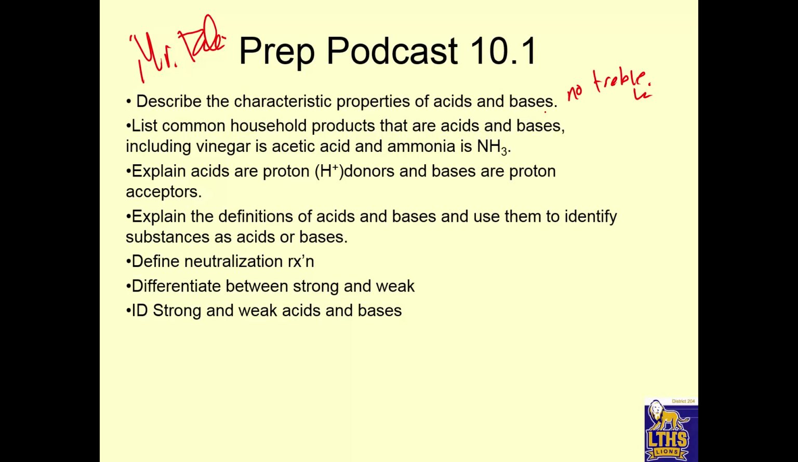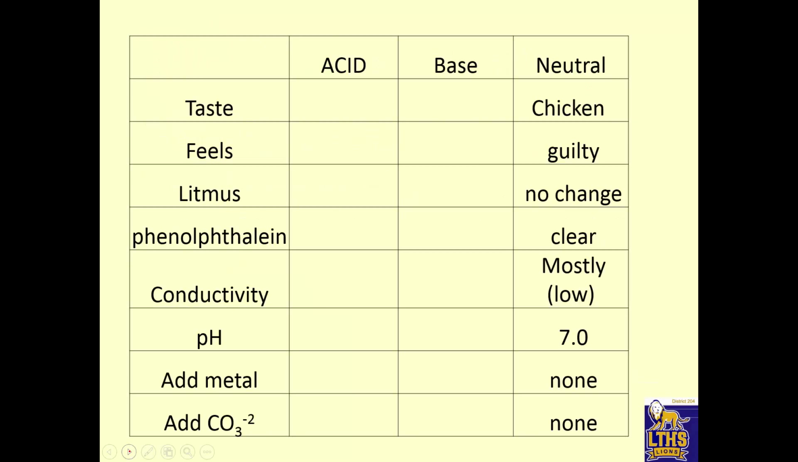We're going to list common products that are acids and bases, including vinegar is acetic acid, and ammonia is NH3, and this is a base. Explain acids are proton donors and bases are proton acceptors. Explain the definition of acids and bases, and use them to identify substances as acids or bases. Define a neutralization reaction. Difference between strong and weak acids. Identify strong and weak acids and bases. So let's roll.